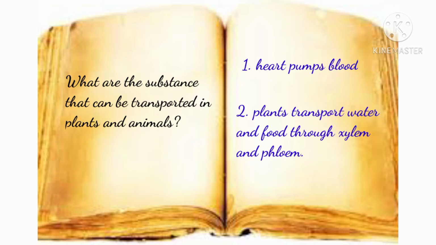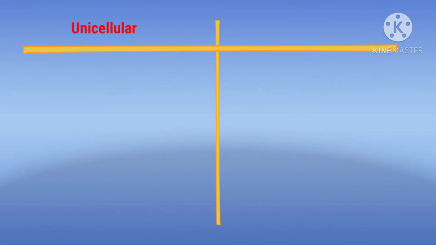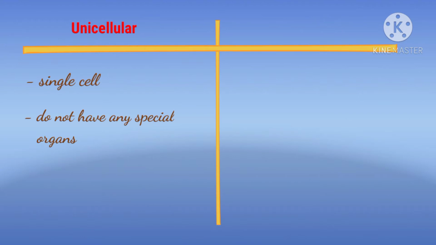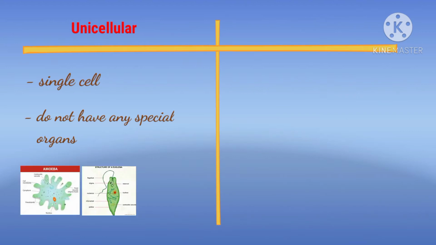We know that all living things are made up of cells. Among them, some organisms are made up of a single cell, and such organisms are called unicellular organisms. These unicellular organisms do not have any specialized organs to perform various functions. For example, amoeba, euglena, paramecium, etc.